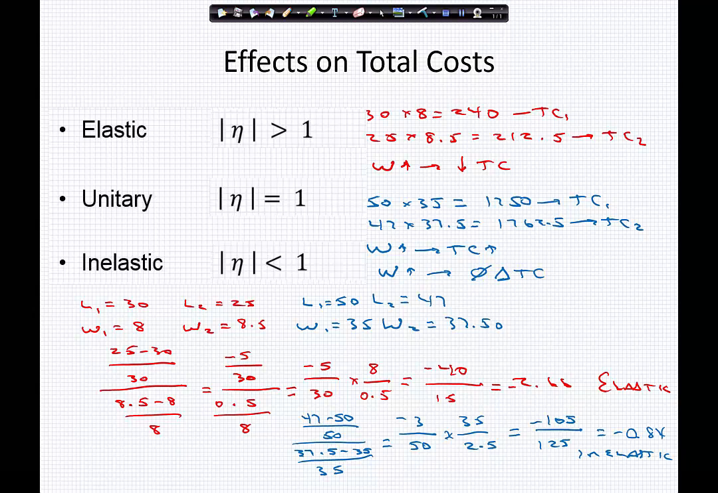And that makes sense to us because remember that unitary elastic is where we have the exact same change in wage as we have change in labor. So it's a percentage or a proportional change, which means that total cost is going to remain constant. So that makes sense to us.